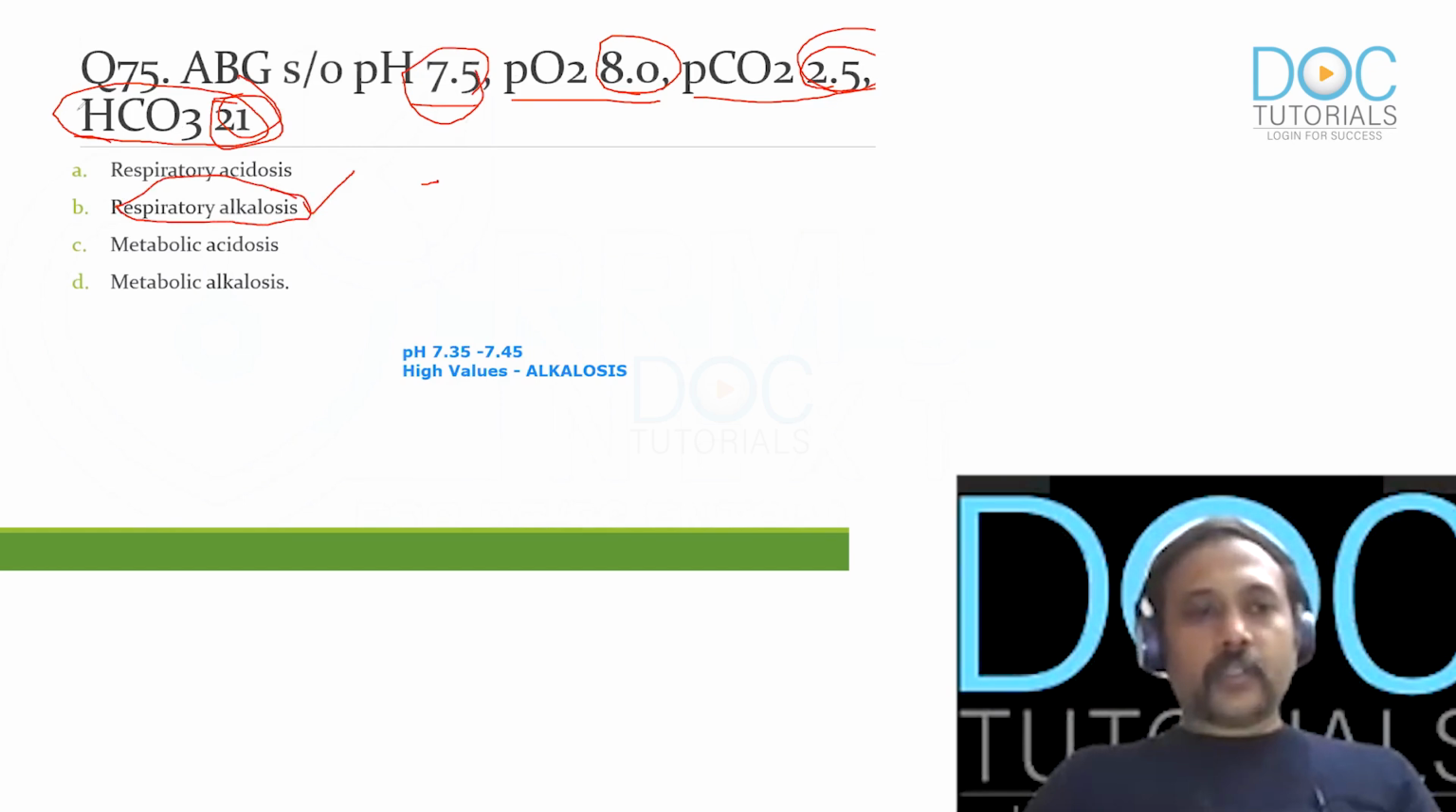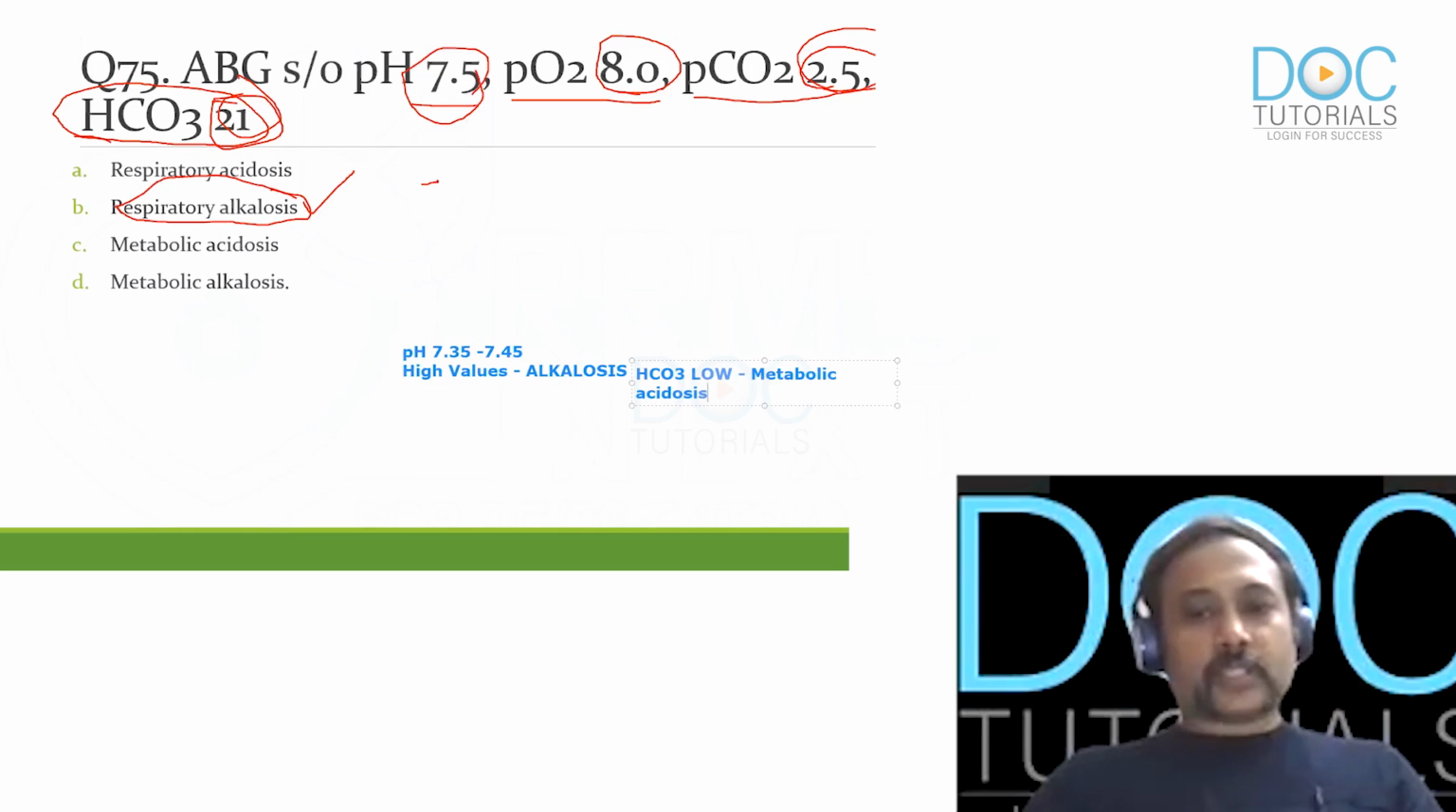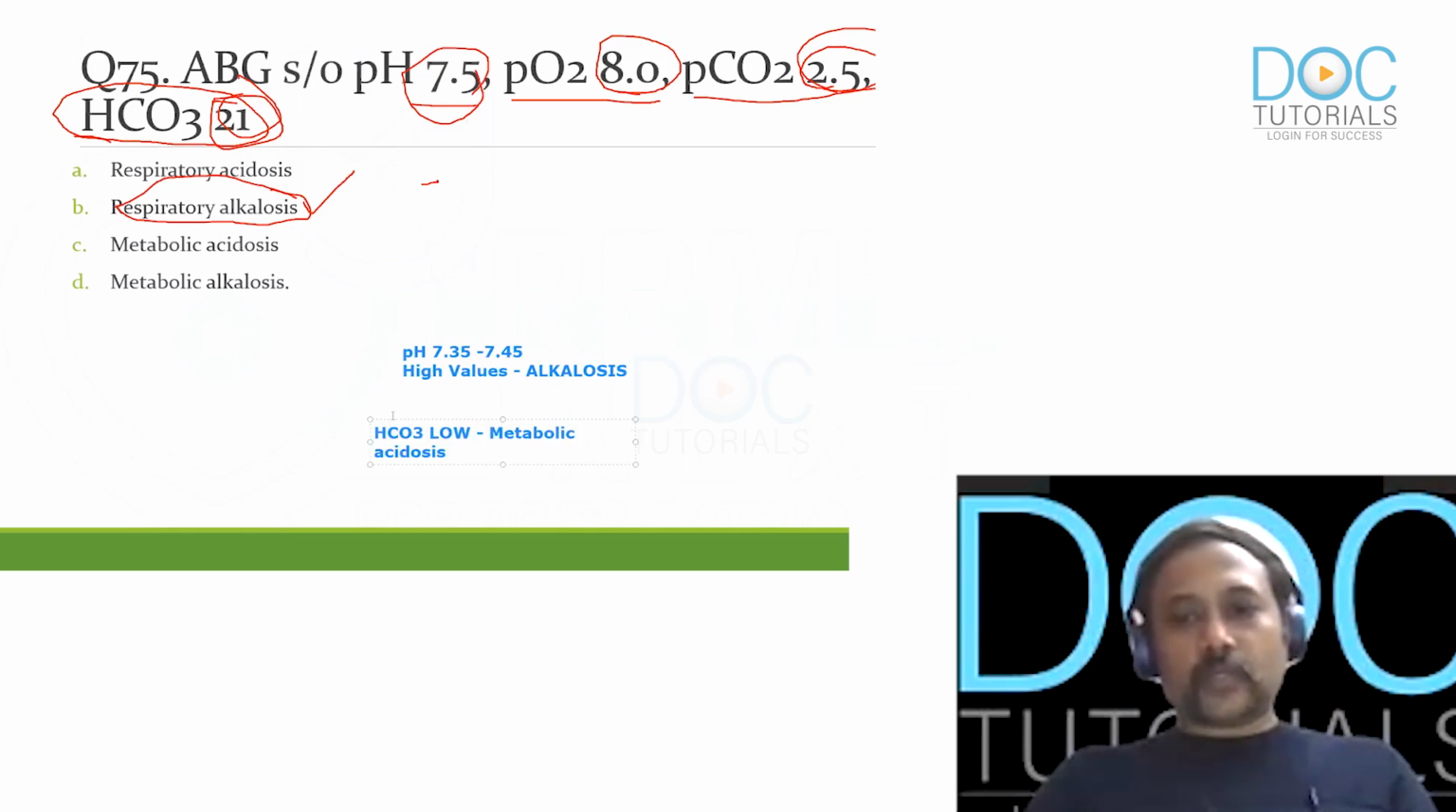On the other hand, when you are talking about metabolic acidosis, what you will find is bicarbonate will be low. So a low bicarb indicates a metabolic acidosis. Always it will be having a metabolic acidosis. That will be the cause. Okay, so these are some clues.